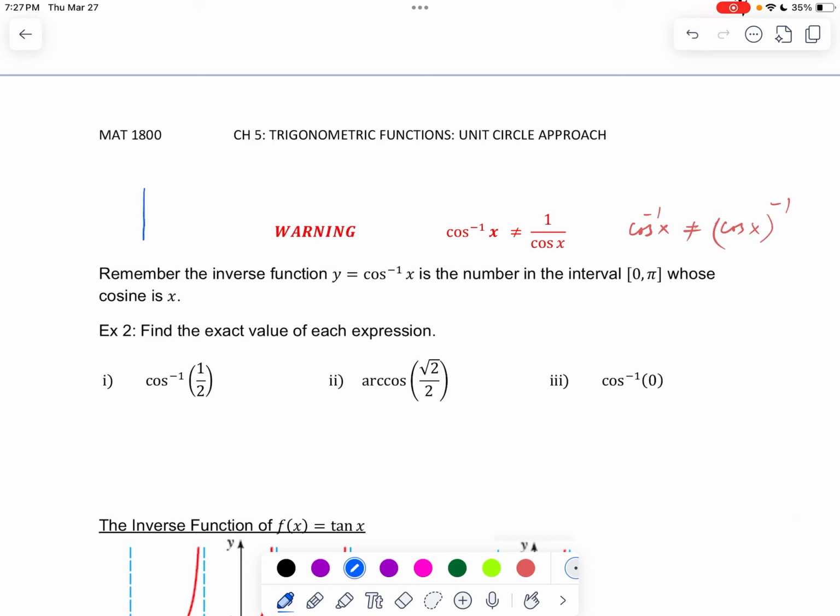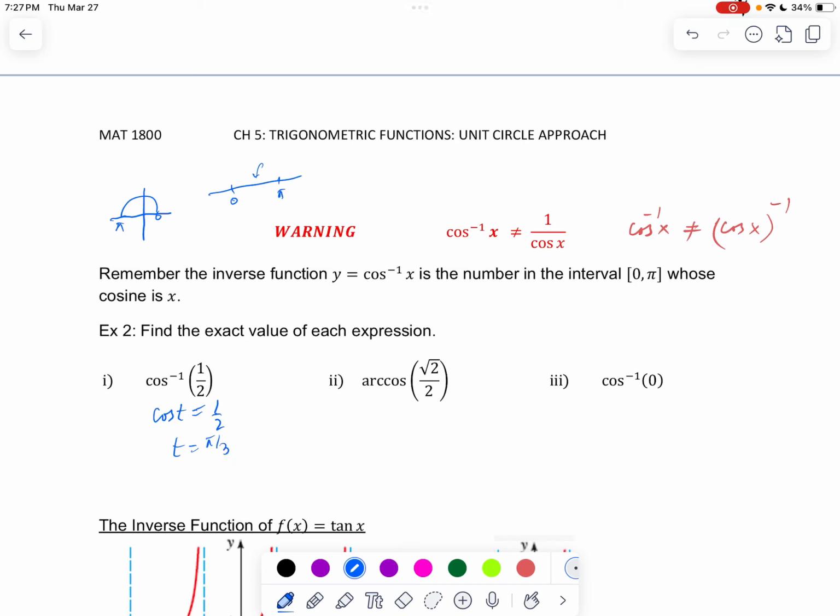For cosine, we are looking on the number line from 0 to pi. So we are looking in here for t such that cosine of t is 1/2. If you recall, this happens when t is pi over 3.